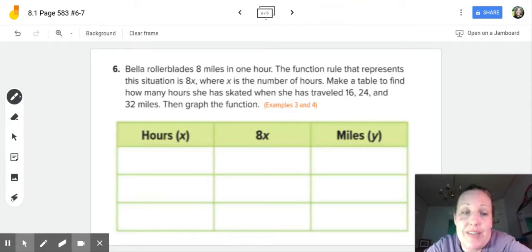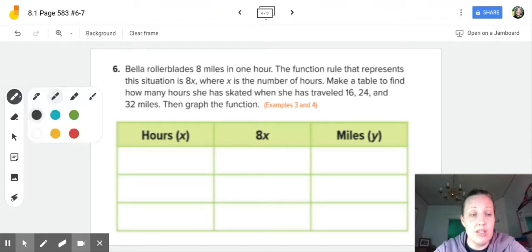It was so fun. But this girl, her name's Bella, and she rollerblades 8 miles in 1 hour. That's good exercise, isn't it? The function rule that represents this situation is 8x, where x is the number of hours. Make a table to find how many hours she has skated when she has traveled 16, 24, and 32 miles.